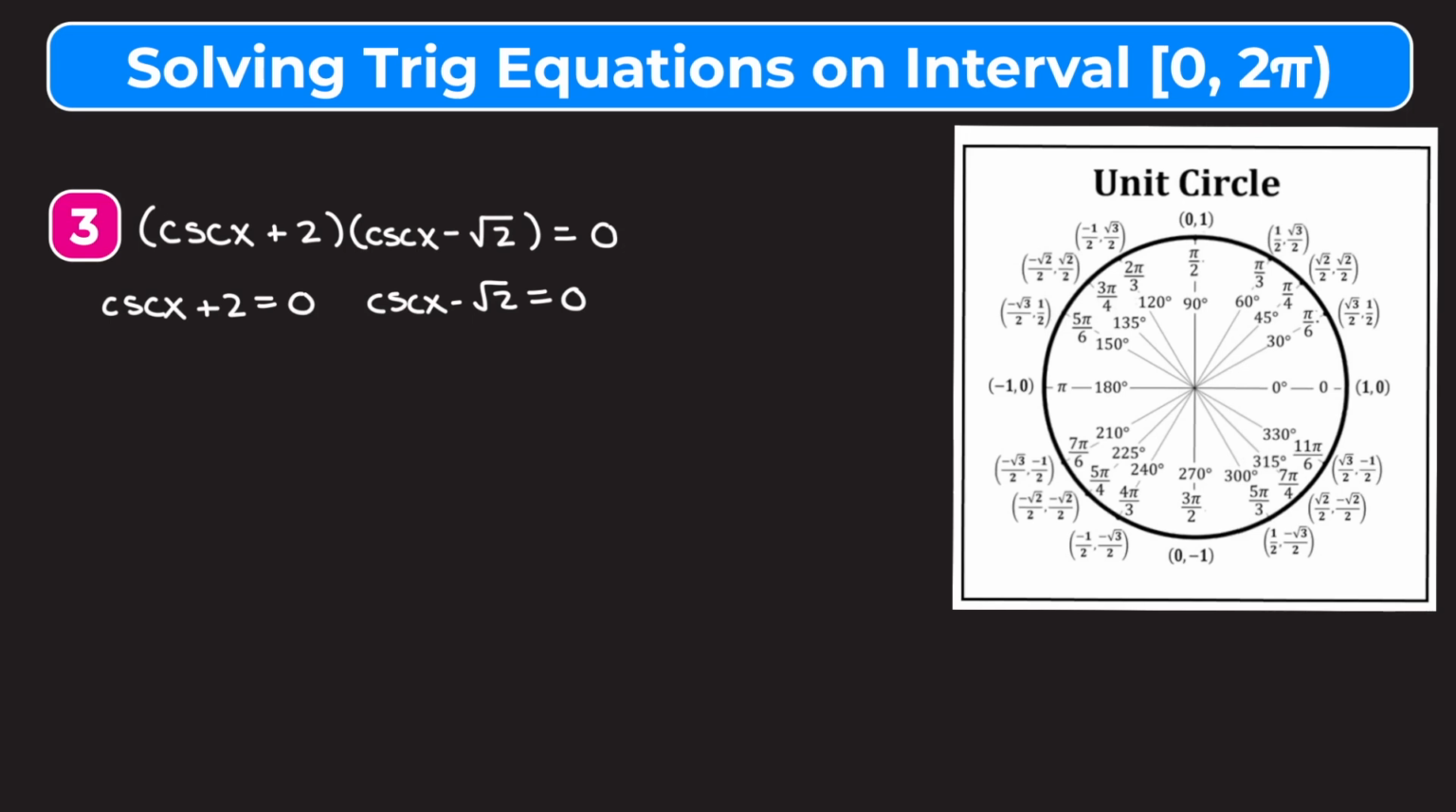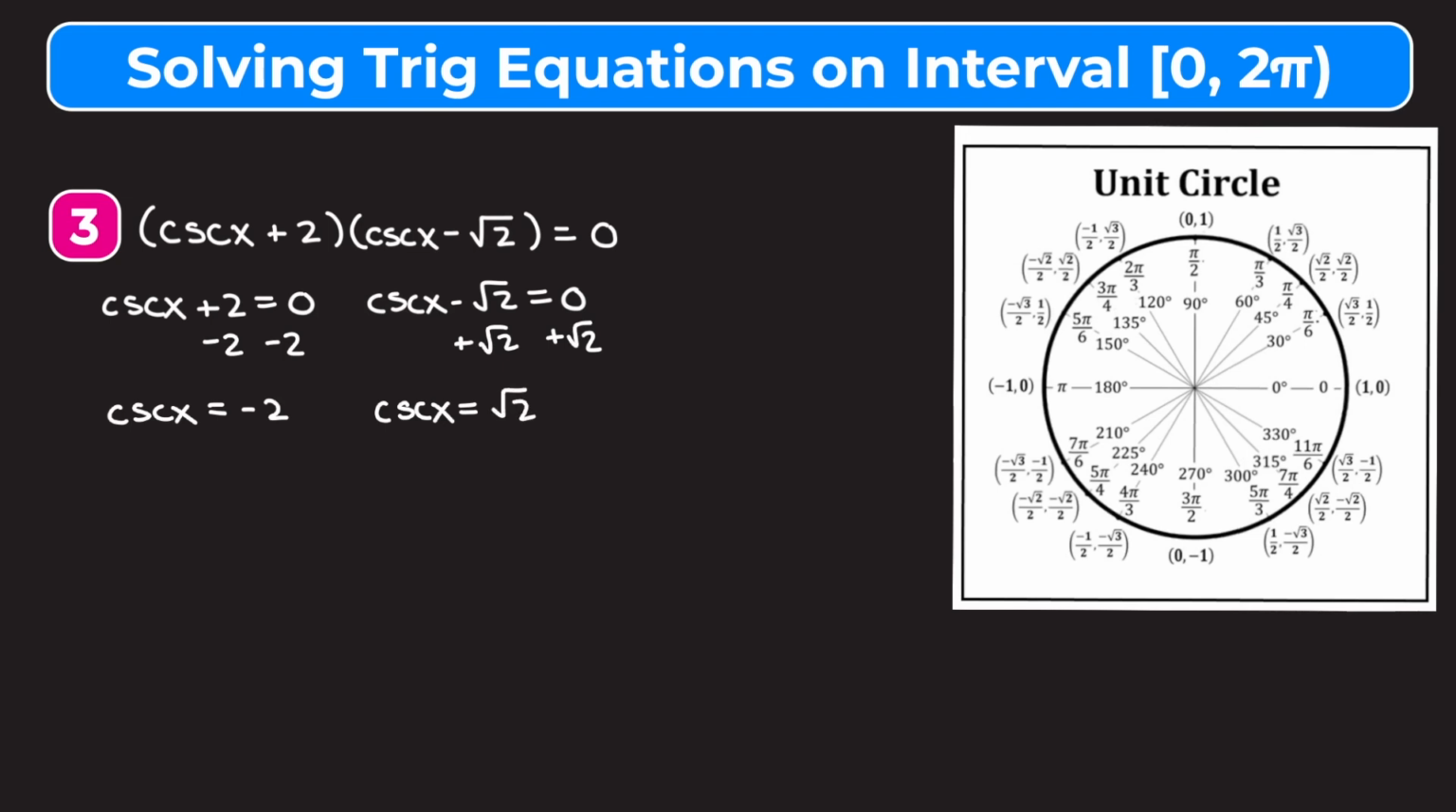For the left equation, we're going to start by subtracting 2 from both sides. So we get the cosecant of x is equal to negative 2. On the right, we're going to add the square root of 2 to both sides of our equation to get that the cosecant of x is equal to positive root 2.